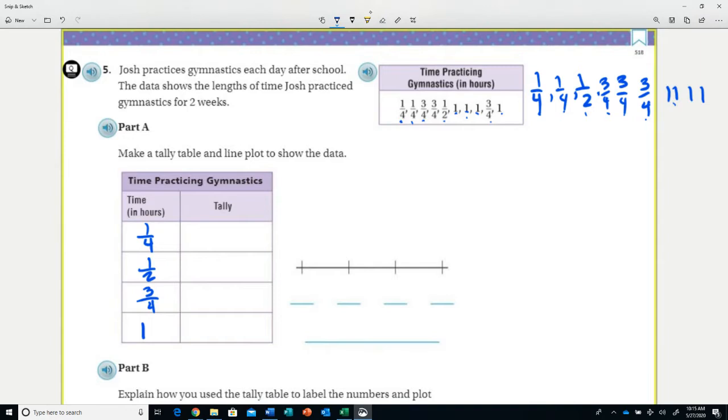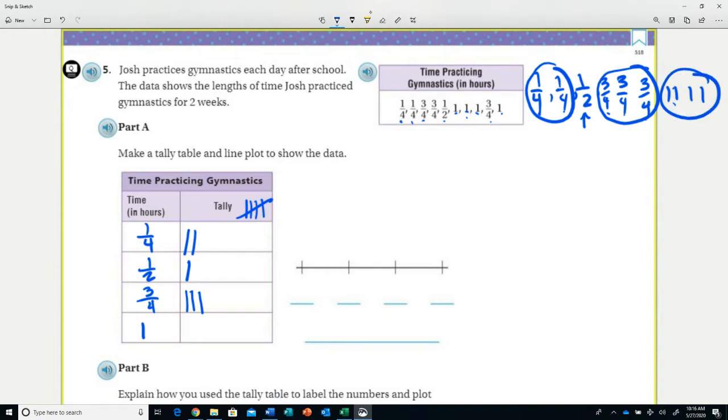Okay, so tally marks are tally marks like this. 1, 2, 3, 4, cross for 5. That's a tally mark. I have 2 at 1/4. I have 1 at 1/2. I have 3 at 3/4, and I have 4 at 1, or 1 whole hour.